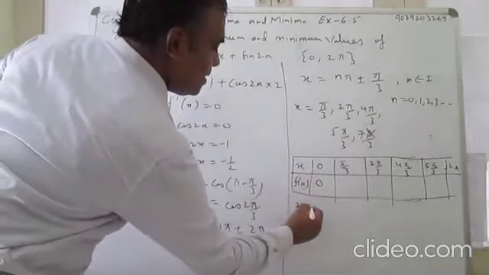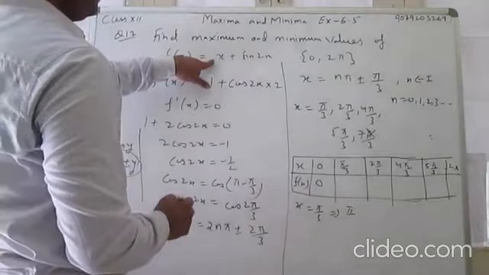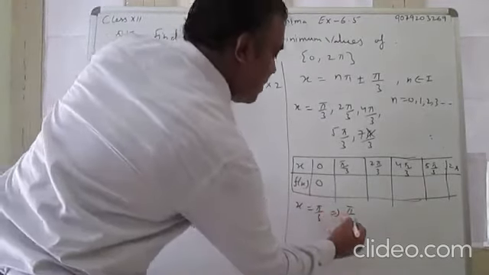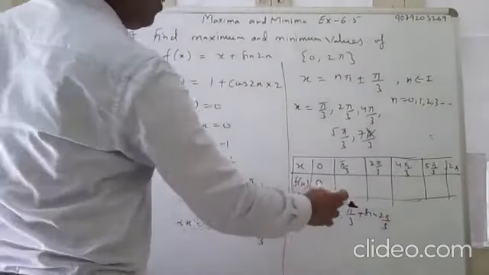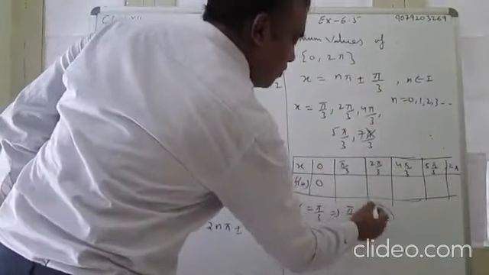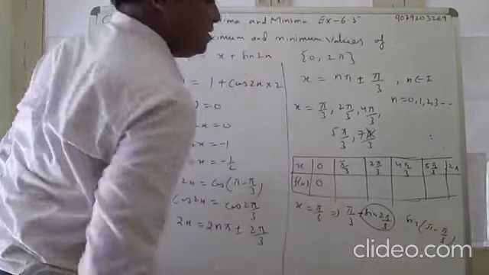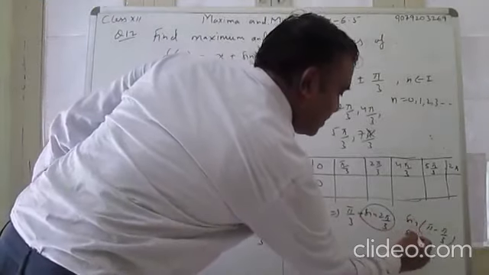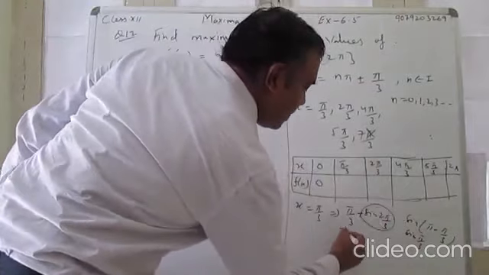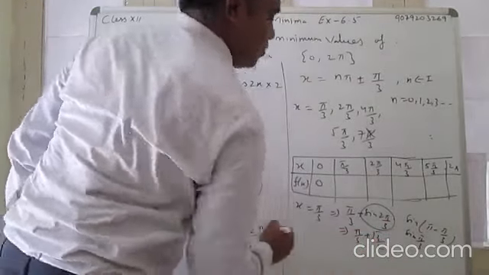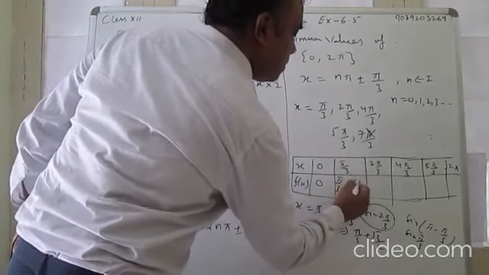At x = π/3, it becomes π/3 + sin 2π/3. Sin 2π/3 is sin(π - π/3), which is positive, it is sin π/3. Sin 60° is √3/2. So the value of this is π/3 + √3/2.